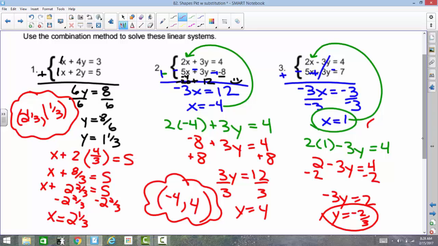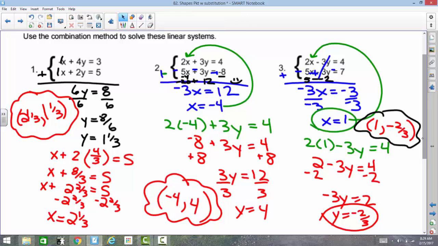So 1, -2/3. And that's actually kind of easy to plug in. 5 times 1 is 5. 3 times -2/3 is -2, and 5 minus -2 is 7. So that's definitely correct.